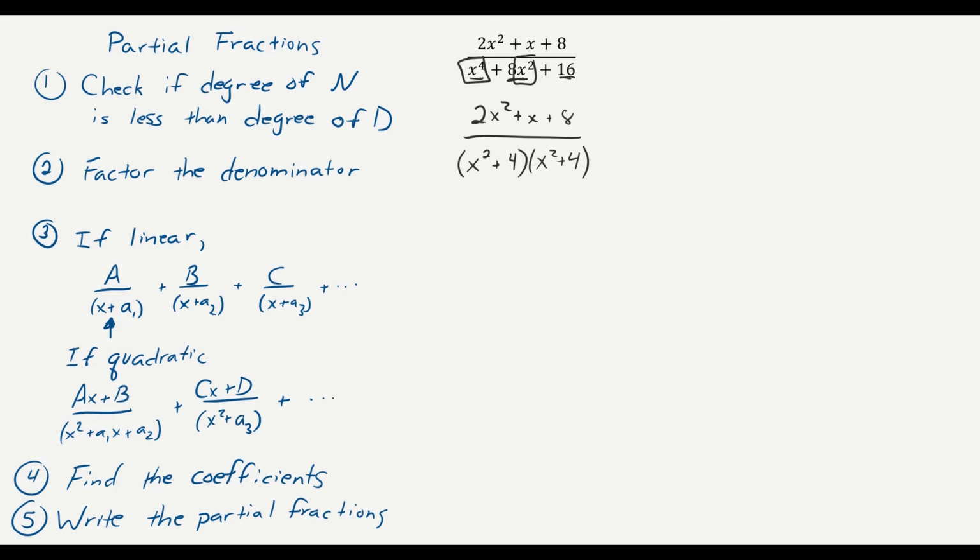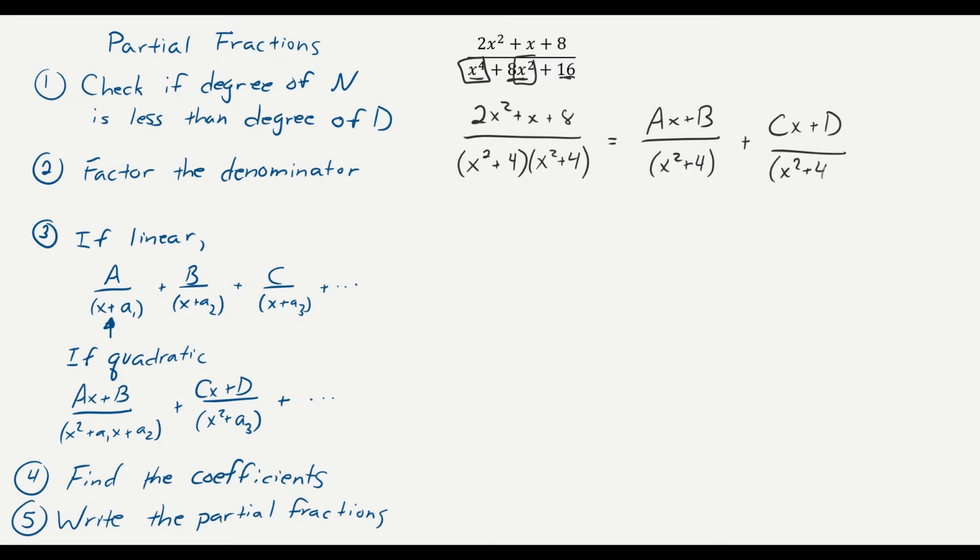Okay, what do you notice? We have two quadratic factors. So this is going to split up into ax plus b over the first factor plus cx plus d over the second factor.